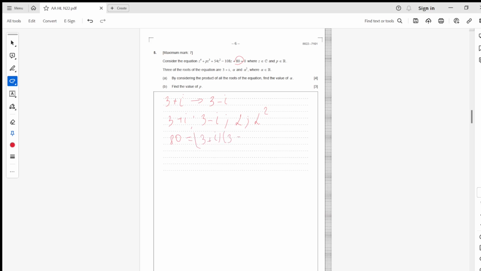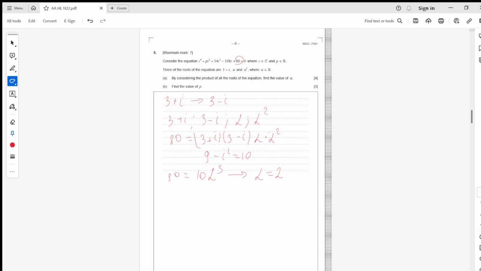So we can write it as follows. 3 plus i times 3 minus i is 9 minus i squared. But because i squared is minus 1, it's just 10. So 80 equals 10 times alpha to the third power. Then alpha equals 2. How to find the value of p?